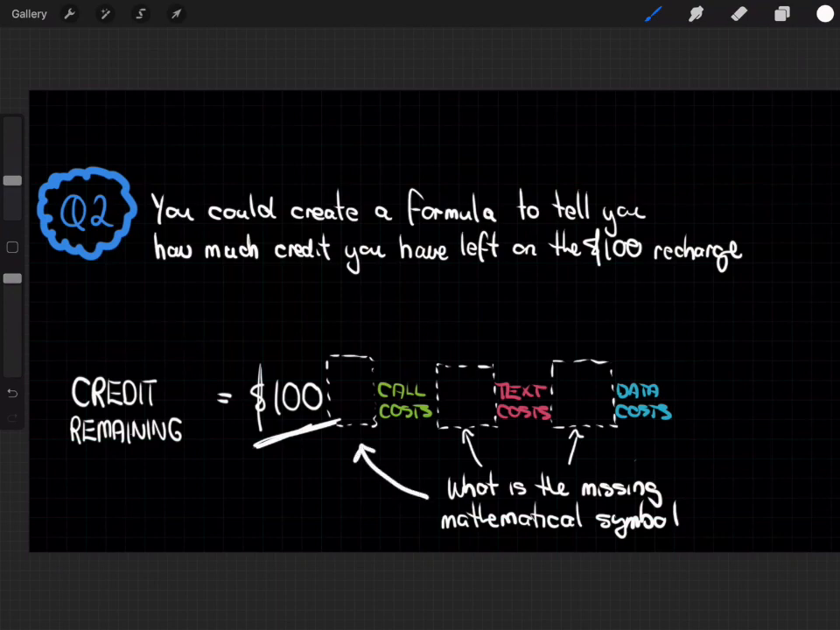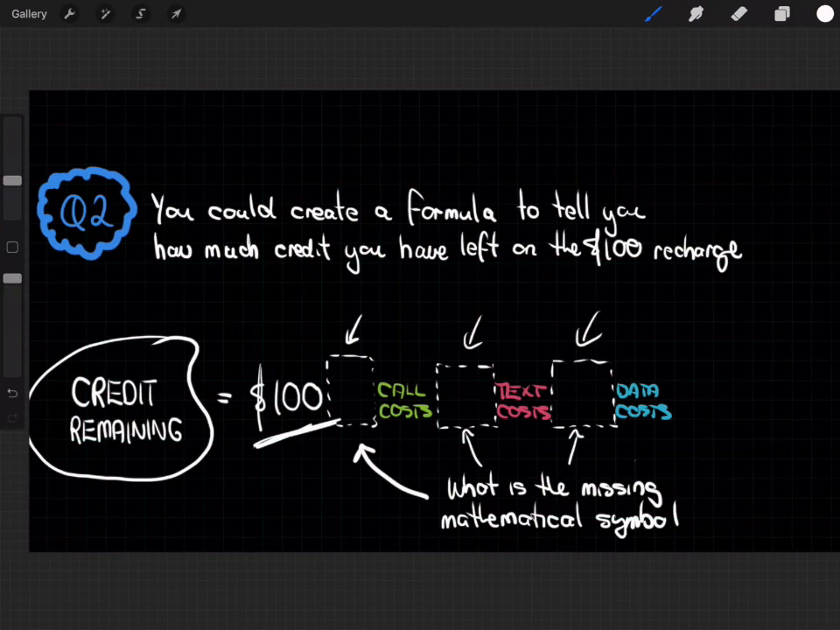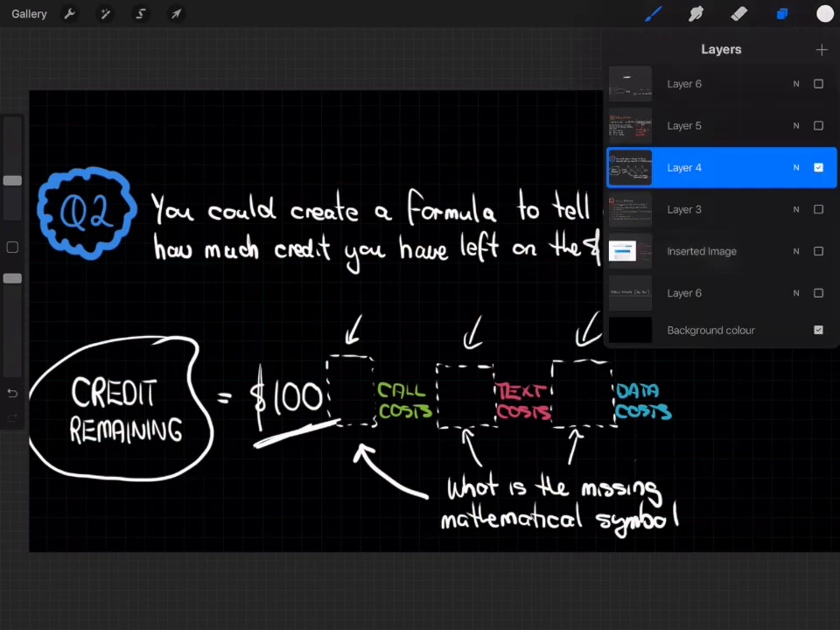Okay, so if you had to create a formula to work out your credit remaining, in other words, if you had a $100 plan and you wanted to work out how much credit you've got left over, here is a formula that will allow you to work it out. But I've left off the mathematical symbols that go in each of these boxes. So the remaining credit would be $100, something call costs, something text costs, something data costs. So you need to work out what the missing sign is and fill that in. Copy that formula down and fill in the missing sign.